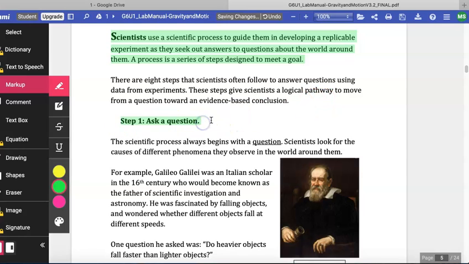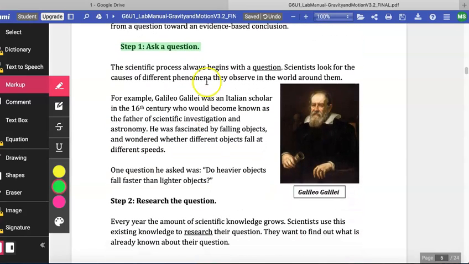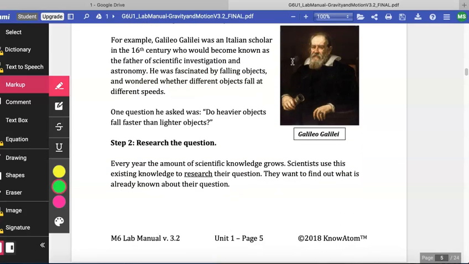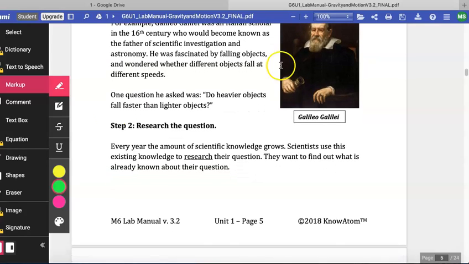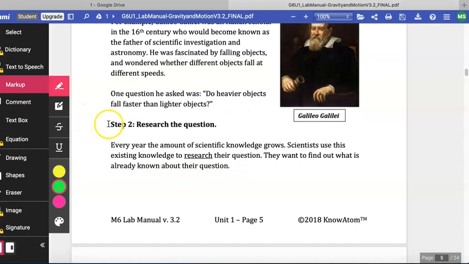Step 1. Ask a question. The scientific process always begins with a question. Scientists look for causes of different phenomena they observe in the world around them. For example, Galileo Galilei was an Italian scholar in the 16th century who would become known as the father of scientific investigation and astronomy. He was fascinated by falling objects and wondered whether different objects fall at different speeds. One question he asked was, do heavier objects fall faster than lighter objects?